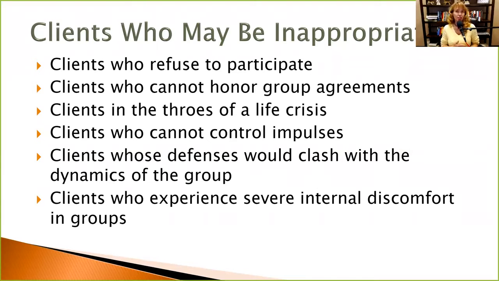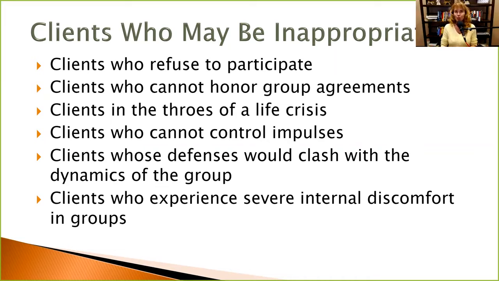Working with the client outside of group to help them develop skills to handle their impulses, because this is something they're going to have to learn how to control in the greater existence, not only in the microcosm of group, but in life in general. If they cannot control their impulses and they're completely disruptive, then obviously this may not be an appropriate placement.